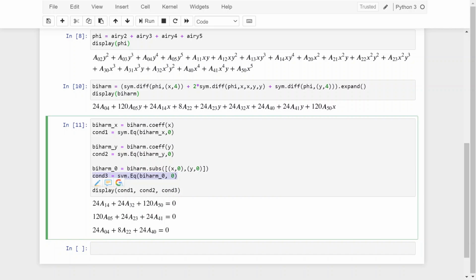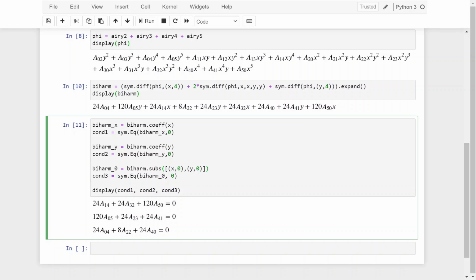And finally, for this one, in this equation, when I wrote this line, I wrote the biharm 0, 0. So the biharm 0 here is the expression that I obtain when I substitute x equal to 0 and y equal to 0 in this biharm expression. If you set x equal to 0 and y equal to 0, this term is going to disappear. This one, this one, this one, this one, and this one. So all that will be left is this 24a04 from here, the 8a22, and the 24a40. All right.